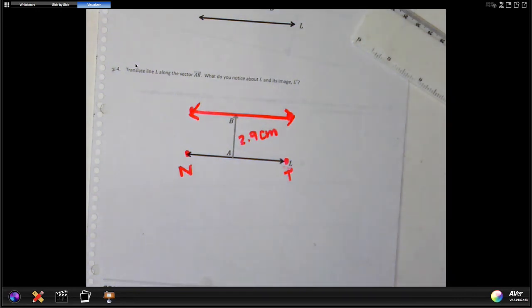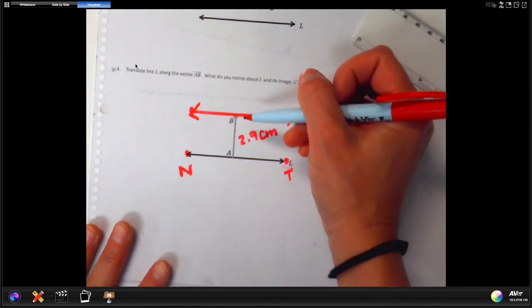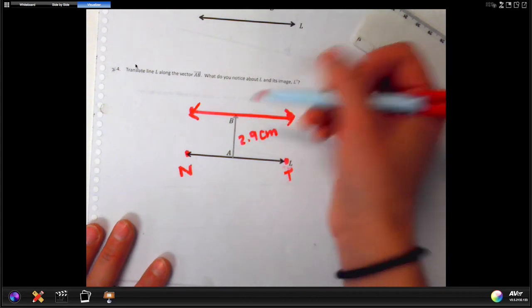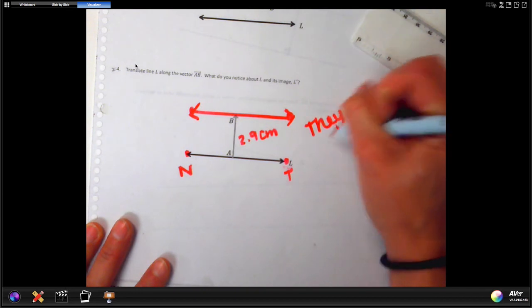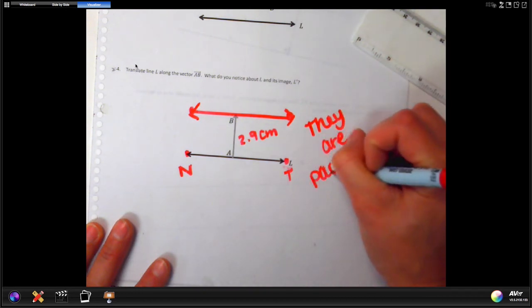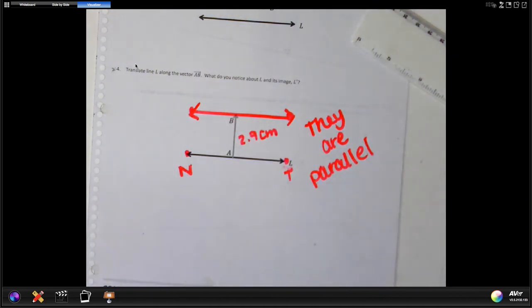What do you notice this time about our original line and our new line? What kind of lines did they create? Parallel lines, okay? So if the vector is perpendicular, which was one of our vocabulary terms, it's going to create parallel lines. What do you notice? They are parallel. Okay, a perpendicular vector will create parallel lines. A vector on the line is going to create the same line.